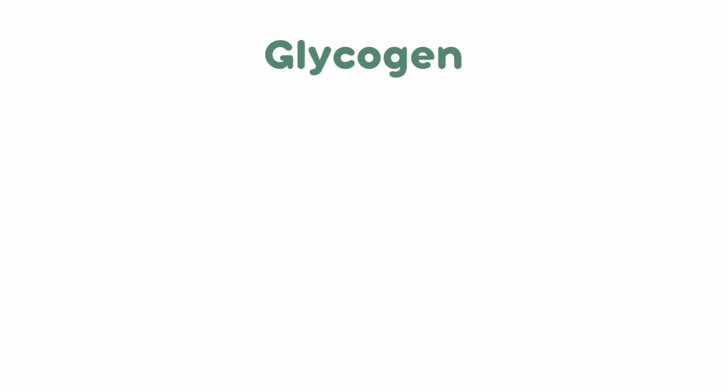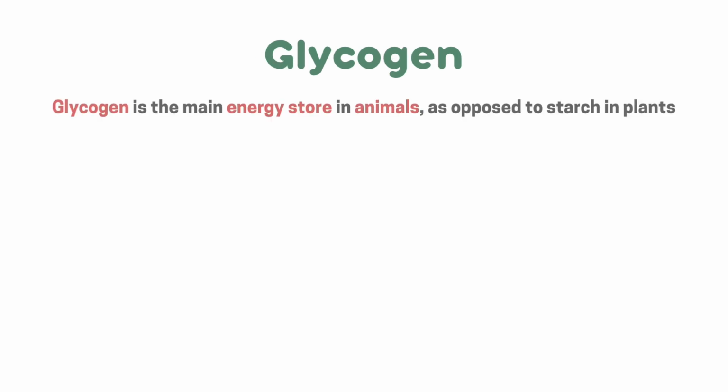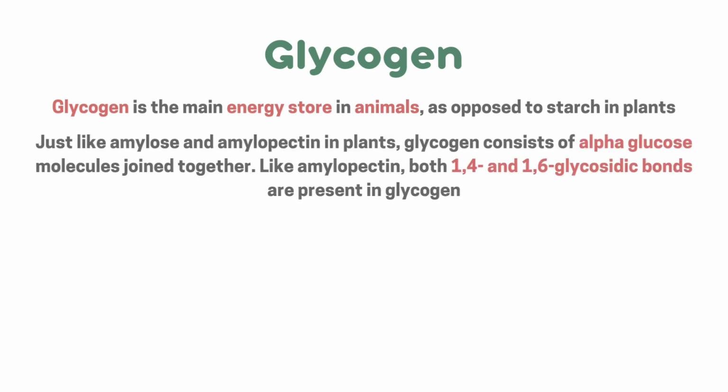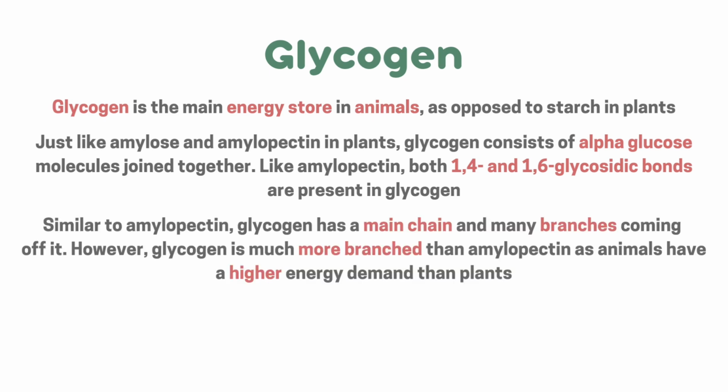Now next up, glycogen. Glycogen is the main energy store in animals as opposed to starch in plants. Just like amylose and amylopectin in plants, which is starch, glycogen consists of alpha glucose molecules joined together. Like amylopectin, both 1,4 and 1,6 glycosidic bonds are present in glycogen. Similar to amylopectin, glycogen has a main chain and many branches coming off it.